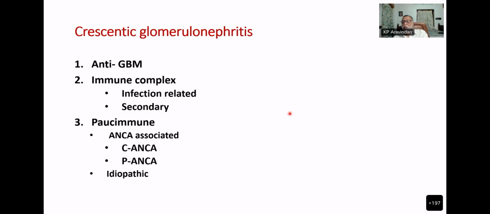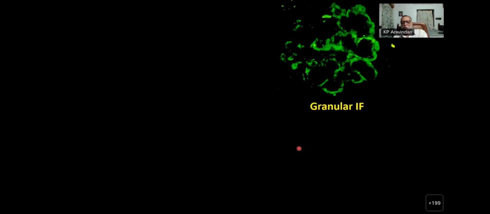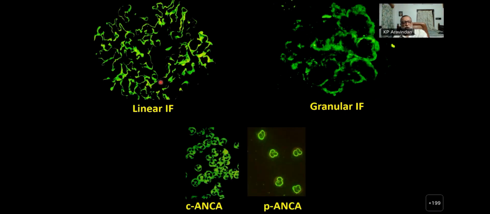Even IgA nephropathy can sometimes present as, then you call it as IgA vasculitis or Henoch-Schonlein purpura. Then the pauci-immune, various causes. Few cases you may not get an answer, pauci-immune without a particular answer. ANCA may be negative. So this is a granular immunofluorescence. It would look like this, whereas a linear should look like this. It's a continuous line, like you've drawn a line with a pencil.